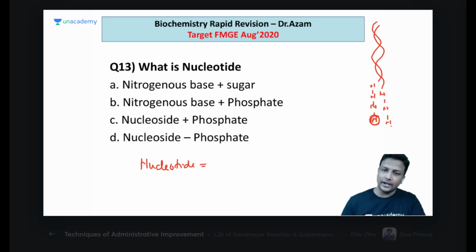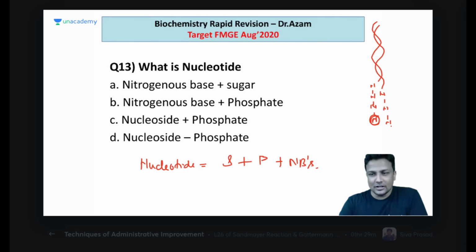A nucleotide is made up of three things. It is made up of a sugar molecule, along with a phosphate group and along with the nitrogenous bases. I hope you all know the nitrogenous bases very well, the purines and pyrimidines: adenine, guanine, cytosine, and thymine. So, the sugar molecule with phosphate and the nitrogenous base. Very good, Aarti. Very nice. Sugar, phosphate, and nitrogenous base.